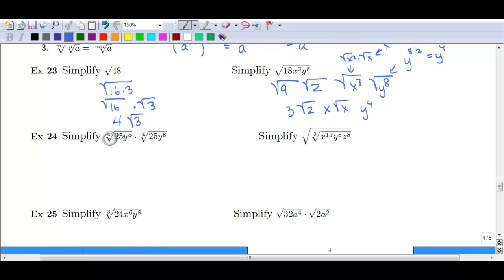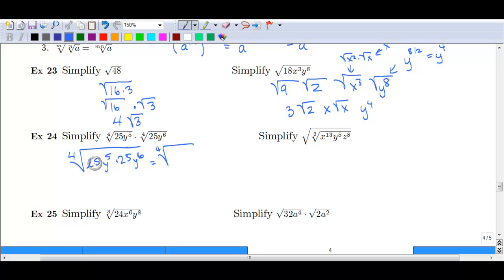So in this case, we've got a fourth root and a fourth root. And if you look here, you can simplify the y to the fifth and the y to the sixth, but you can't simplify the 25. This is where Rule 1 works better going backwards. If we multiply these together, again, we have the same index 4 here, so we can bring these together. We have 25 y to the fifth times 25 y to the sixth, so we can simplify.